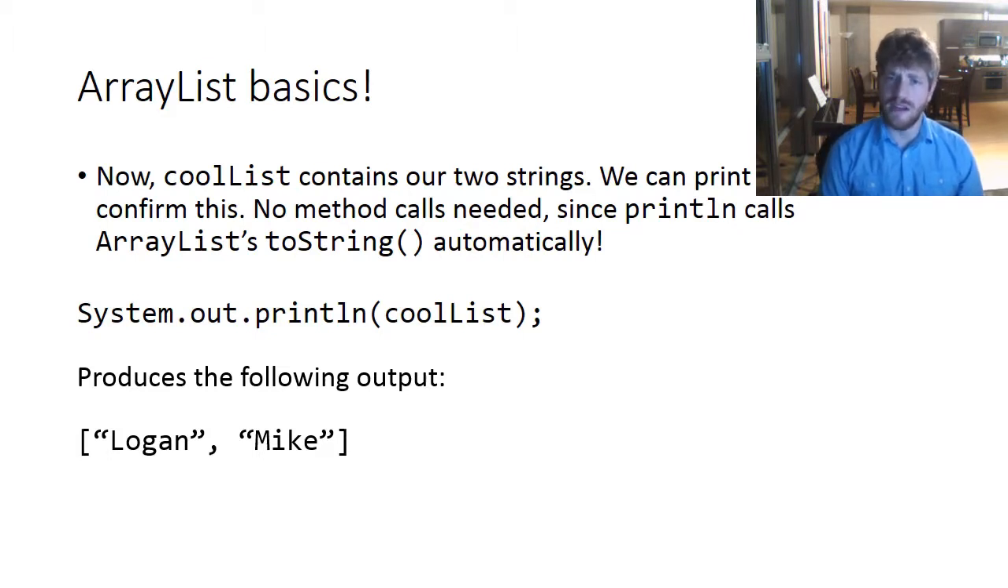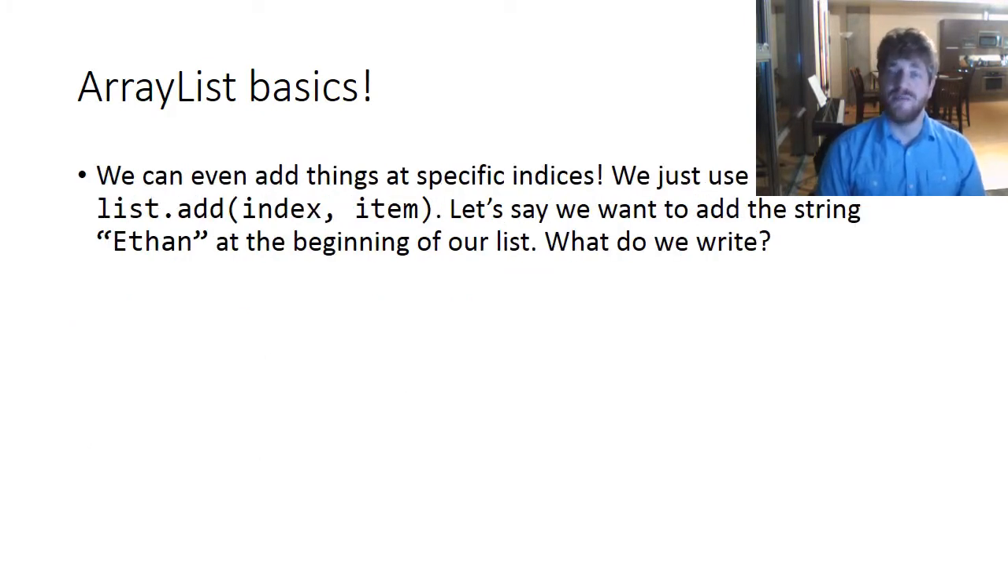So now we can make array lists, we can add things to the end, and we can print them. What else can we do? Well, we can add things at a specific index. We use the syntax list.add. The method is called add once again. Then we specify the index where we want to add the item and the item that we're trying to add. So let's say we want to add the string Ethan to the beginning of our list. Take a second and think about what line we're going to write.